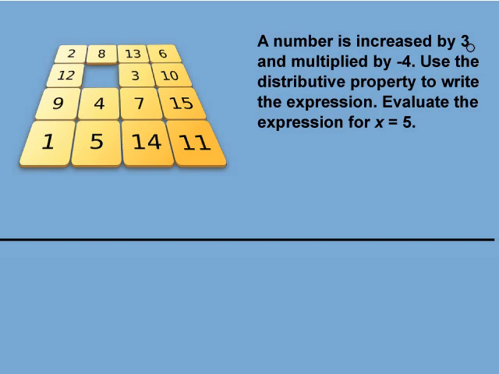Since we don't know which number, we designate it as x. This number is increased by 3, so we write x plus 3. This sum, or the entire expression, is multiplied by -4. So we enclose the expression in parentheses and multiply the whole expression by -4, as shown here. This is the mathematical equivalent of this verbal expression.